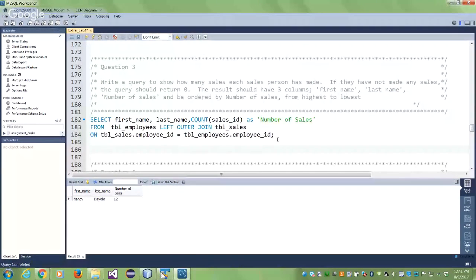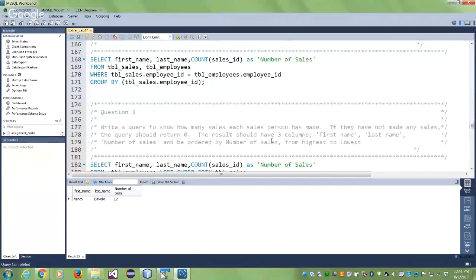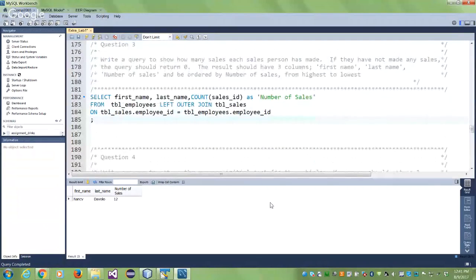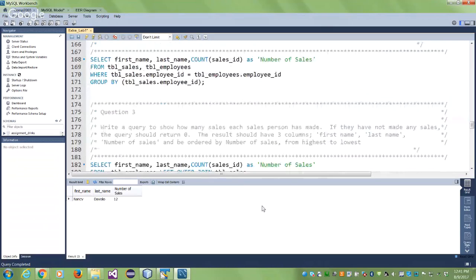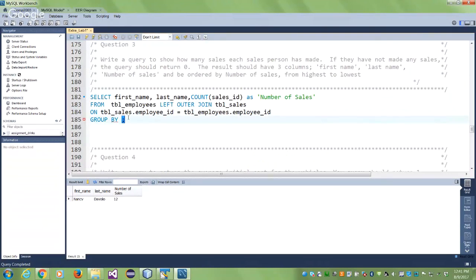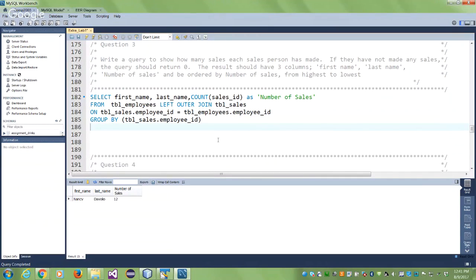Oh, I forgot the most important thing. Group by. It just gave me 1 value. Group by. Let me copy because it's a longer type. Oh, order by. Okay. Order by number of sales from highest to lowest.